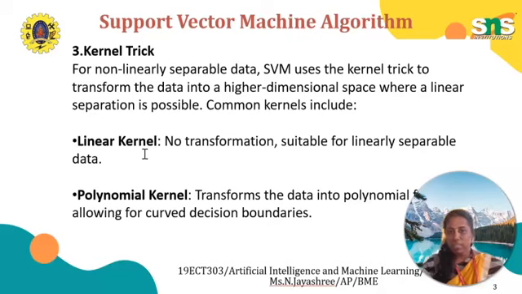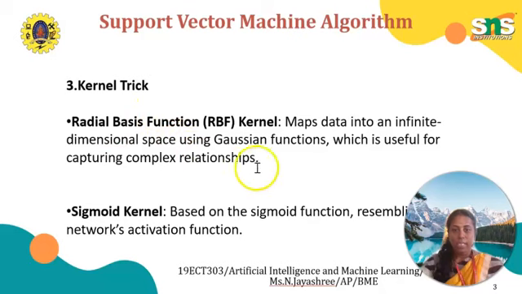Before that, we have to see what a kernel is. It transforms the data into a high dimensional space where linear separation is possible. The linear kernel applies no transformation and is suitable for linearly separable data, while the polynomial kernel transforms the data into polynomial features, allowing for curved decision boundaries. Next is the radial basis function kernel, which maps the data into infinite dimensional space using a Gaussian function, used for capturing complex relationships. And the sigmoid kernel is based on the sigmoid function, resembling a neural network's activation function.